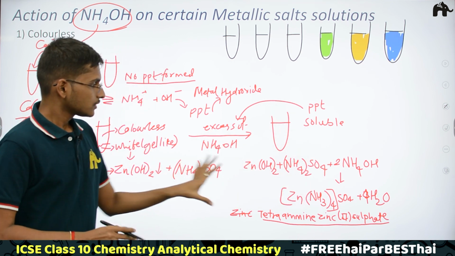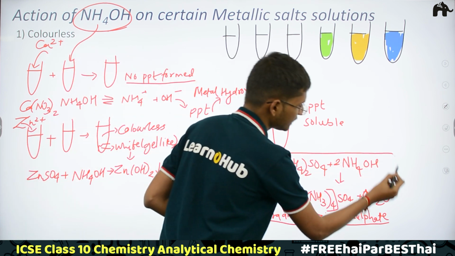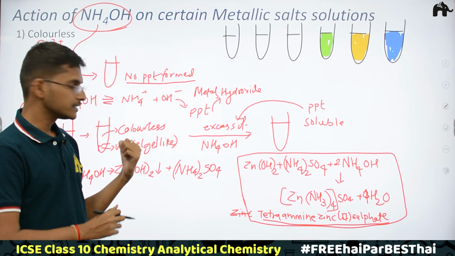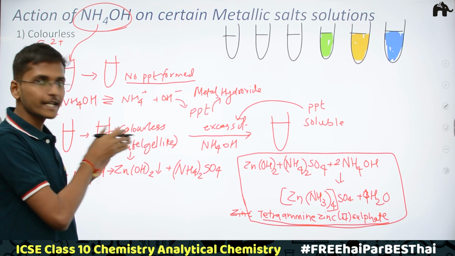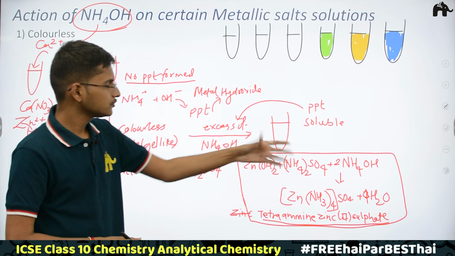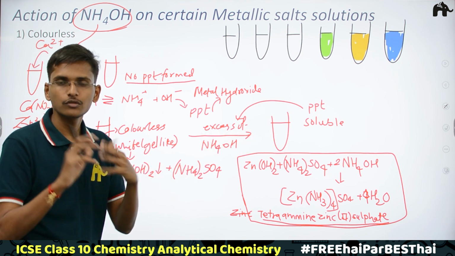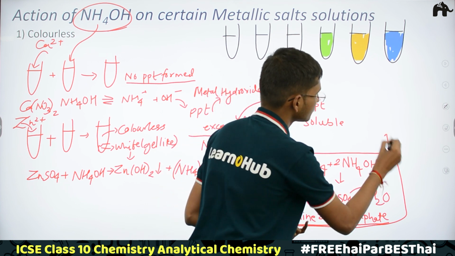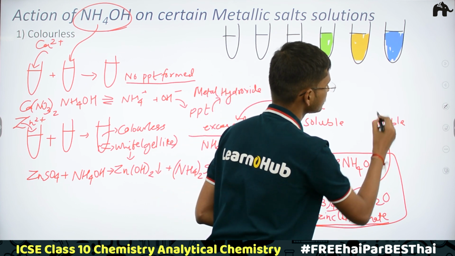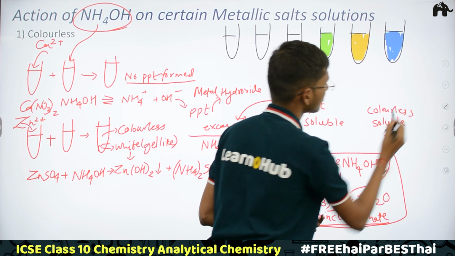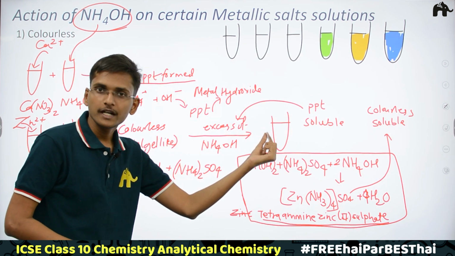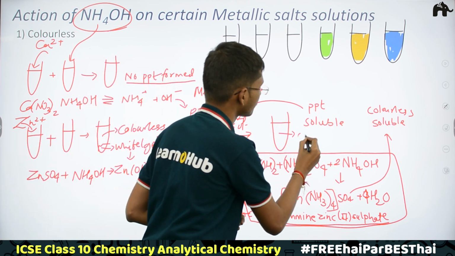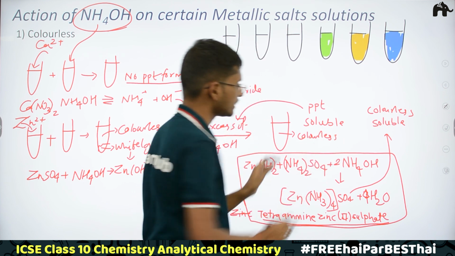So this is what is happening when we add excess of NH4OH to our solution, which has a white gel-like precipitate of zinc hydroxide. Now you would wonder why this solution is turning colorless. You should know this: the salt which is getting formed is soluble, and it is also colorless. Since it is soluble, we cannot see it in the solution, and since it is colorless, the solution's color is colorless after adding excess of NH4OH.